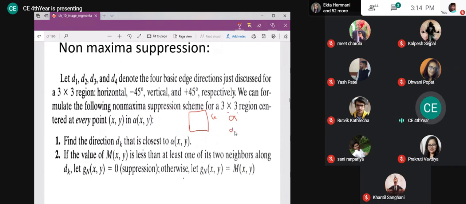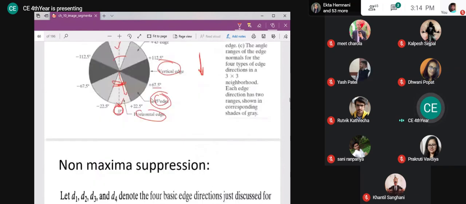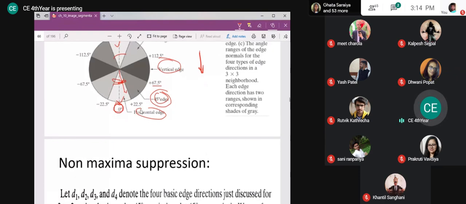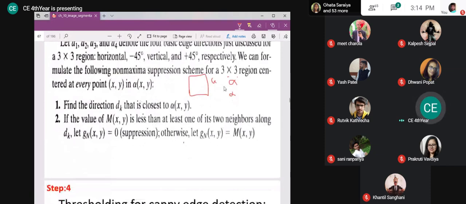If alpha is in the particular range from minus 22.5 to plus 22.5, consider it 0. In that way, you round off the entire alpha, right? If you identify that alpha is 0, that means you have to take the difference in vertical direction. Alpha is 0, that means your orthogonal direction is vertical, so your edge is in horizontal direction. That's why you take the difference in vertical direction and start applying non-maxima suppression in the vertical direction, not the horizontal direction.